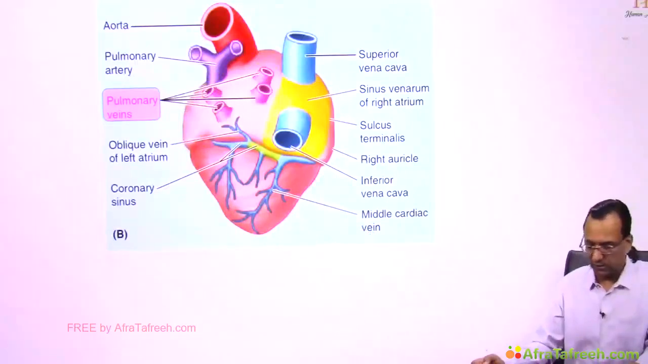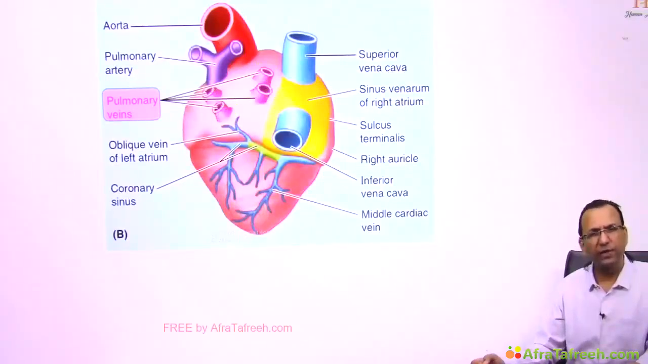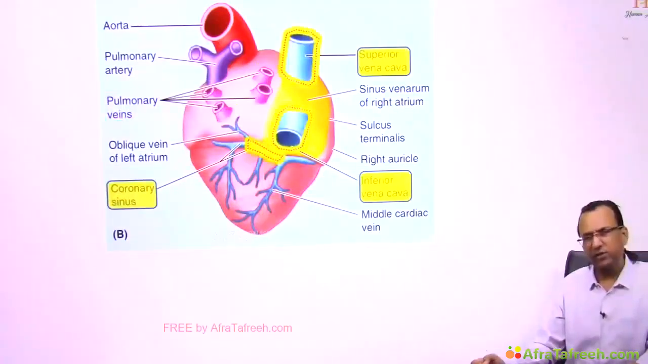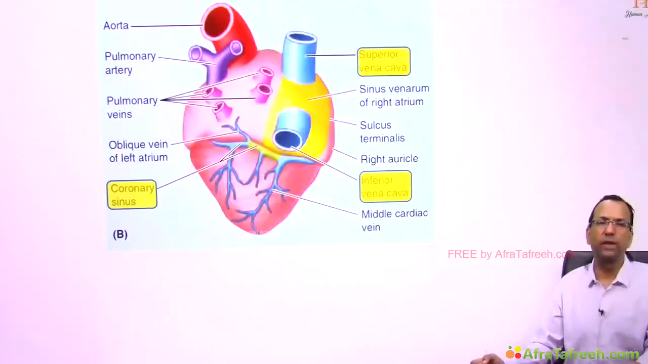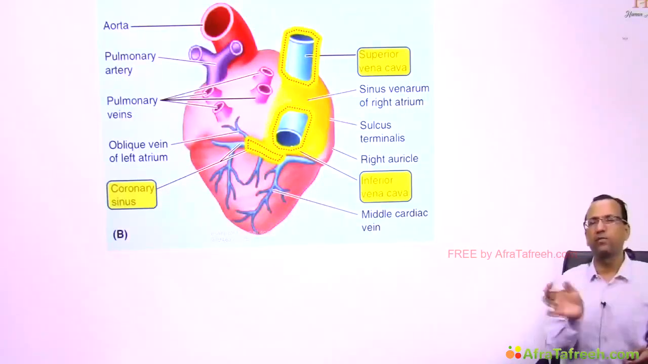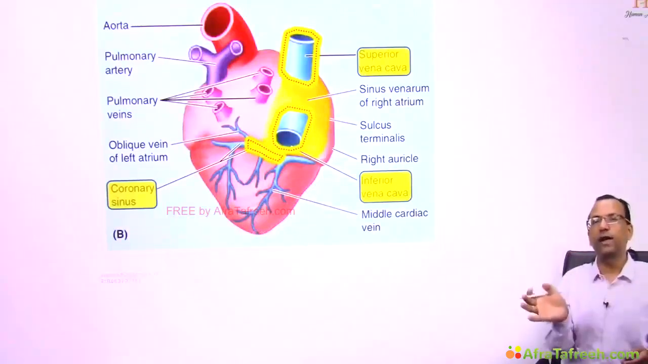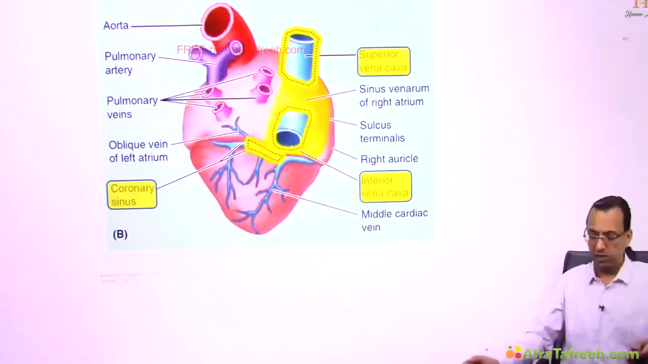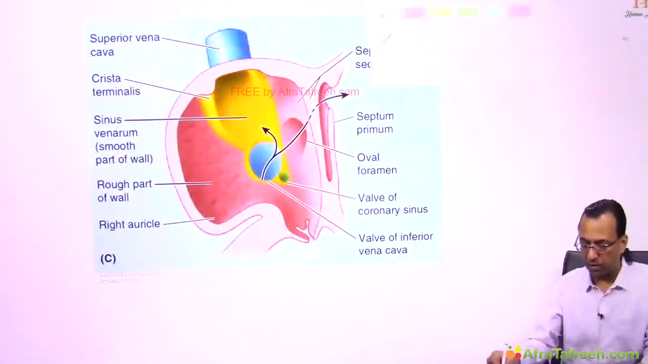If four pulmonary veins open into the left atrium, how many veins open into the right atrium? Three. Can we see these three veins opening into the right atrium from the front view? Because this is the posterior view. If you want to see them opening from the front view, then you have to open the right atrium and look inside from the front. Anterior view of the heart, and that is here. So this is where you have opened the right atrium.